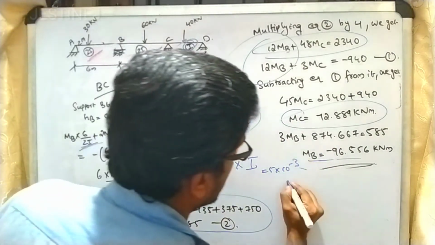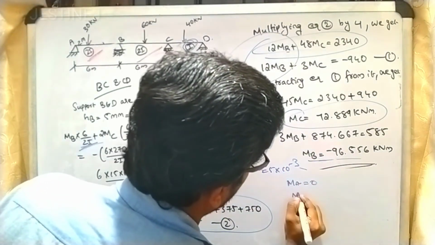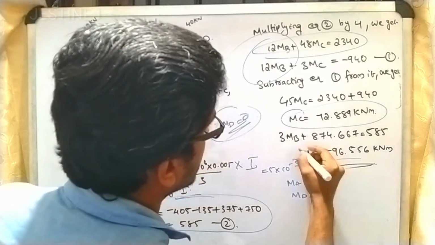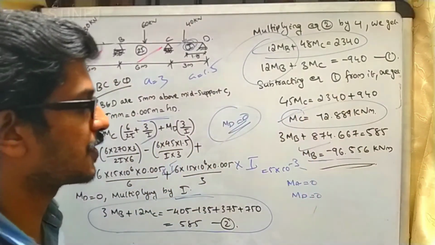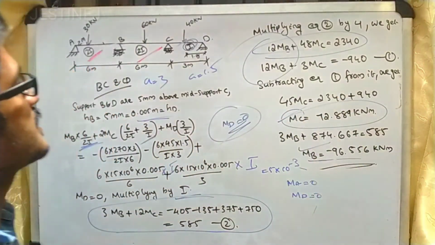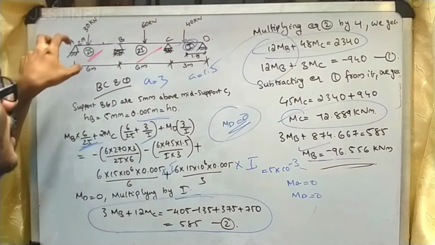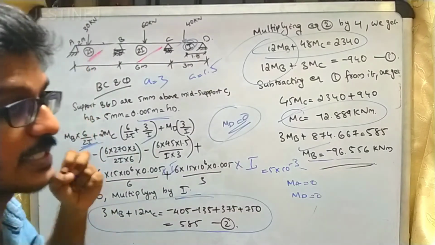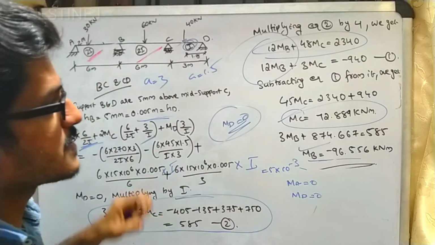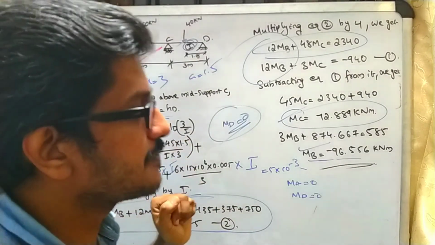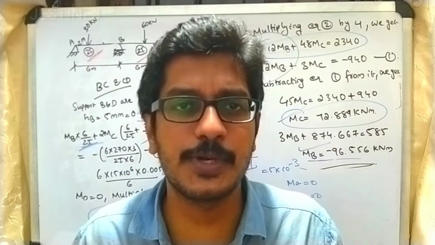So finally you can write down that MA is going to be 0, MD equal to 0, and this MB and MC also you can note down. So this is the case related with an unequal settlement, with different loads acting and the supports being more than 3. So these are the steps for this type of question. So with this we will wind up today's session.